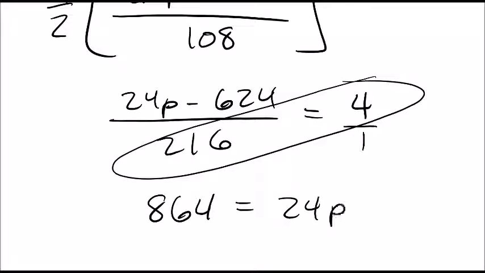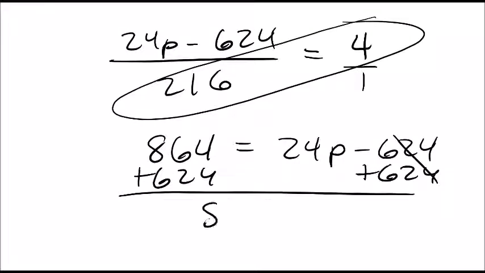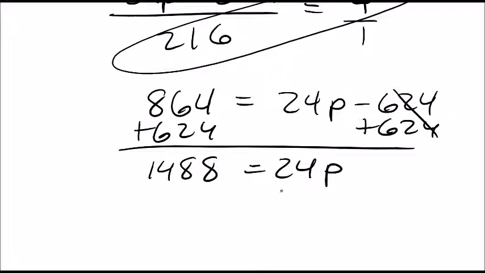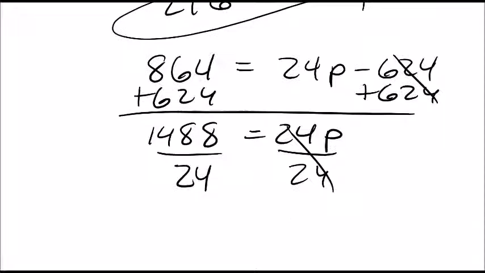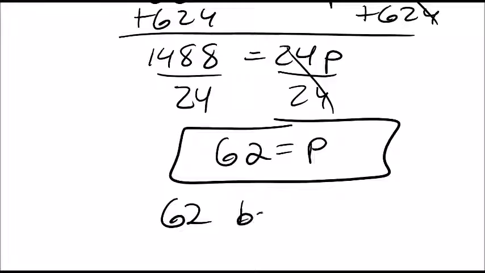Then we get 24P minus 624. So I add that 624 over, and we're going to get 1488 equals 24P. Divide by that 24 there. So we have 1488 divided by 24, and that will mean that P in this case was 62, meaning there was 62 bags of peanuts to start. Alright, hopefully that helps.